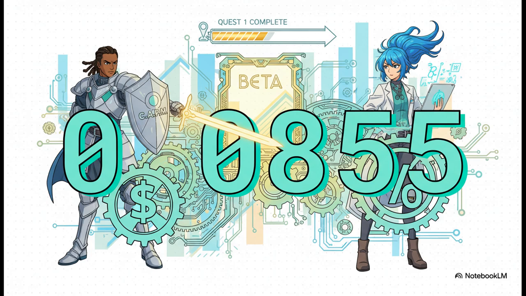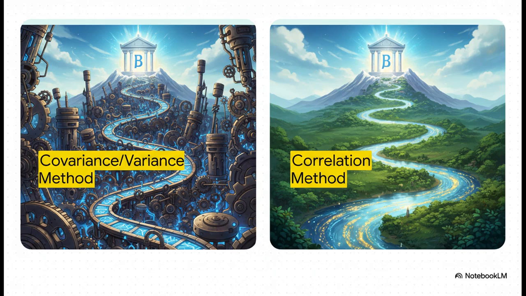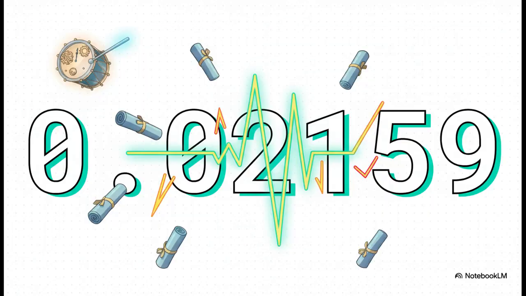Now for beta. Next up, we need our bond-specific beta. Just how sensitive is this bond to the market's ups and downs? And this is where the source material gets really cool. It shows two totally different statistical ways to calculate this number, one using covariance, the other using correlation. And the best part? Check this out. They both land on the exact same number. That's when you know you're on the right track. And that number is a beta of about 0.02.